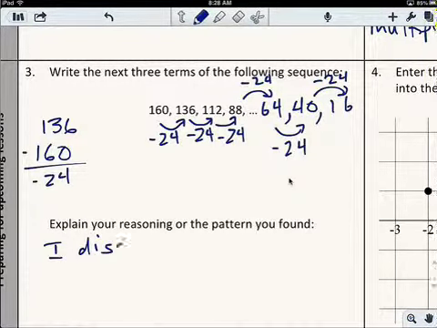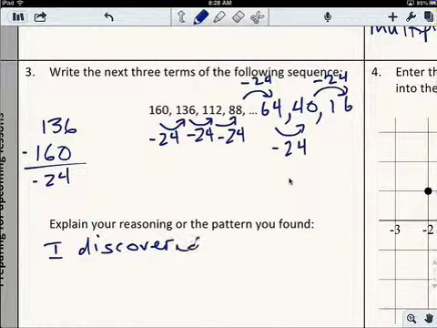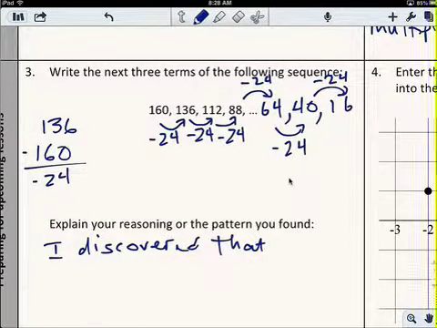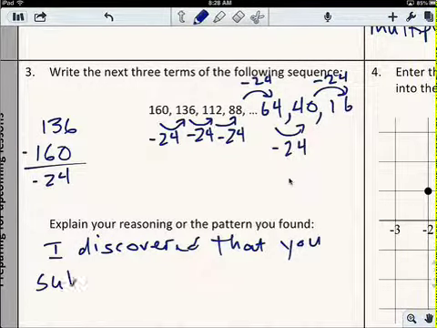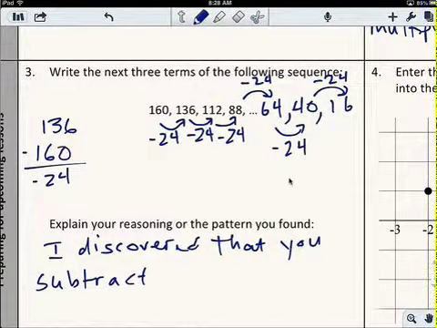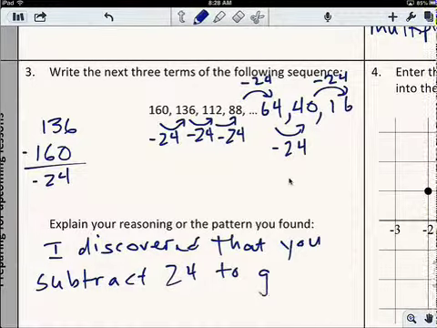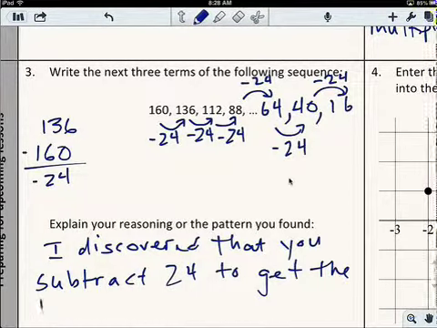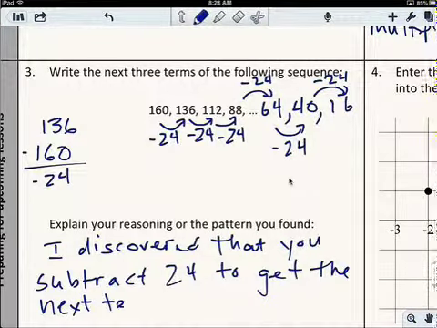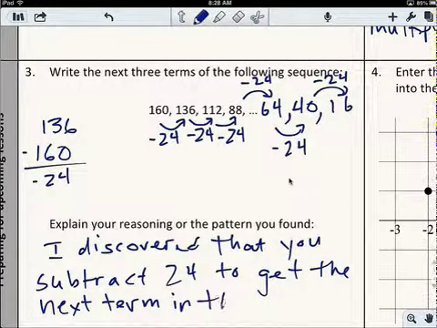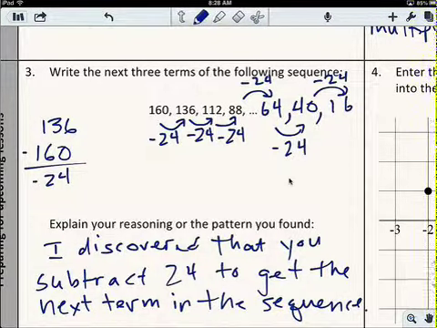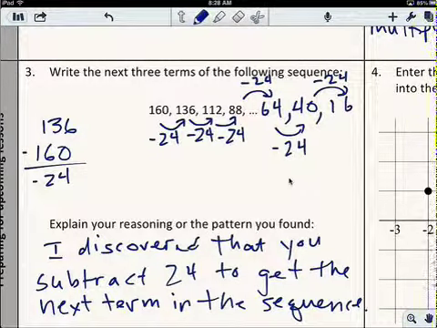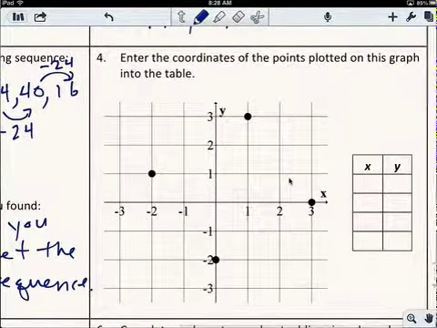I discovered that you subtract 24 to get the next term in the sequence. Now remember, a term is just one number in a sequence of numbers, and a sequence is just a pattern of numbers. All right, next problem.